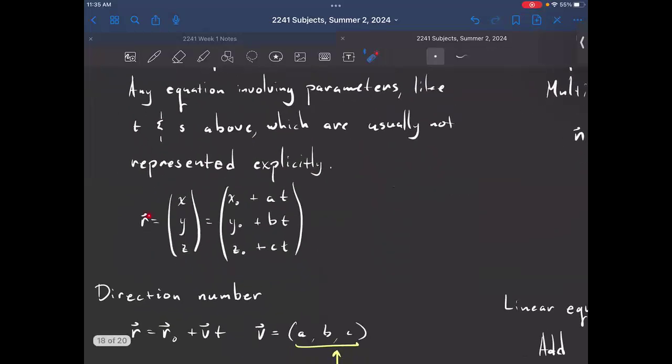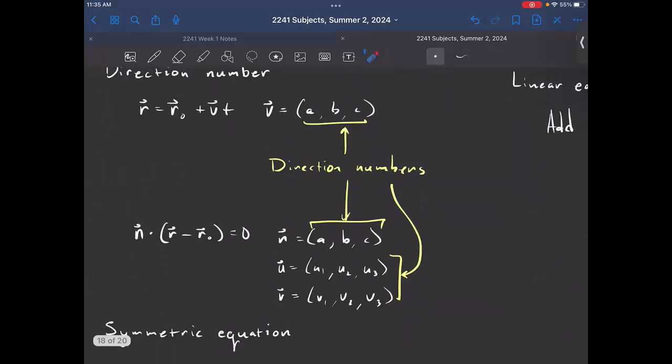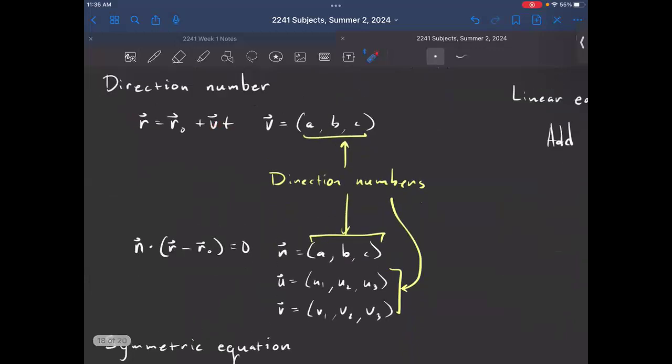So if you write out the components of r, x, y, and z in their formulas using t, this is a set of 3 parametric equations in t. Direction numbers for a line are the components of the vector v: a, b, and c. Those are your direction numbers. For a plane, your direction numbers can be given in 2 ways: by the normal vector, or by the components of 2 different non-parallel vectors in the plane, so u and v here.